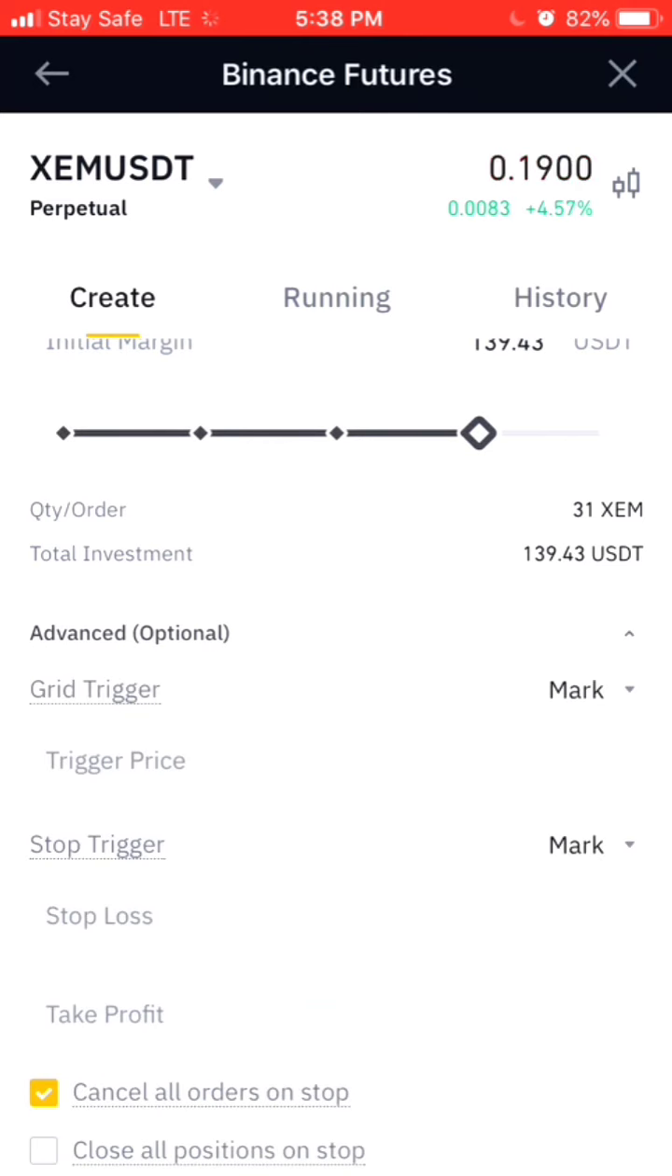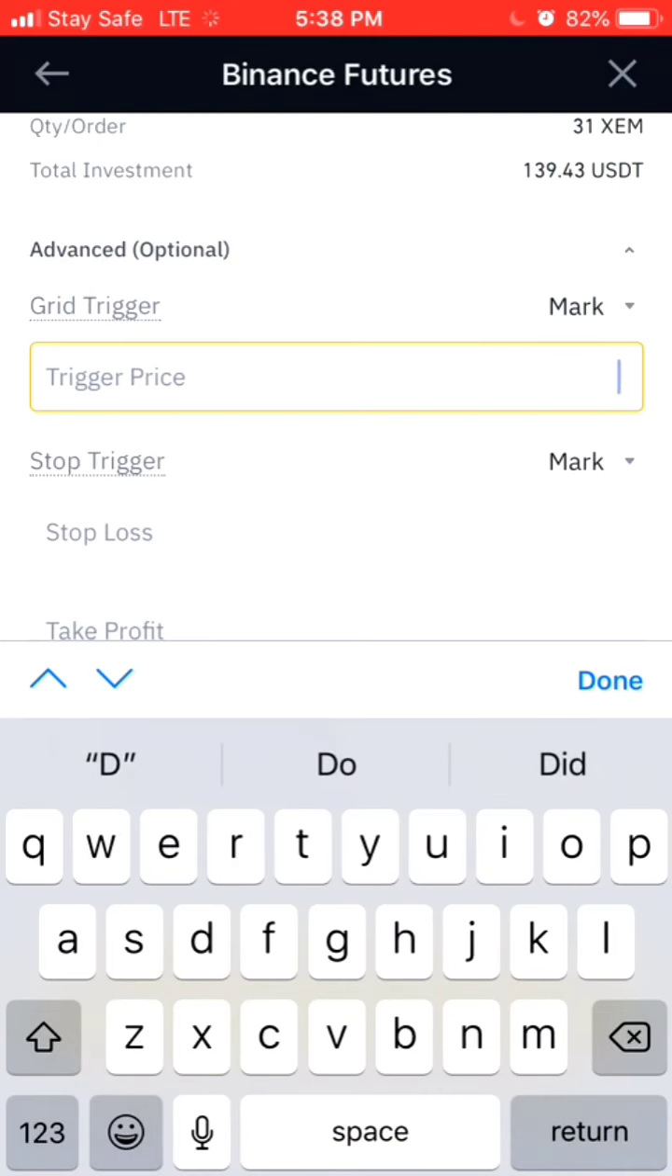Here you can set up a trigger price as well as a stop loss and take profit price. The trigger price is an order for your bot to start only when the specified price point has been reached. So if the current price is above the trigger price, the bot would only execute when the current price of the asset comes down or up to the trigger price.